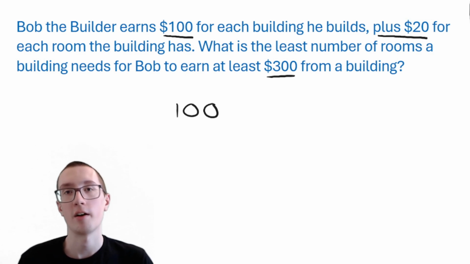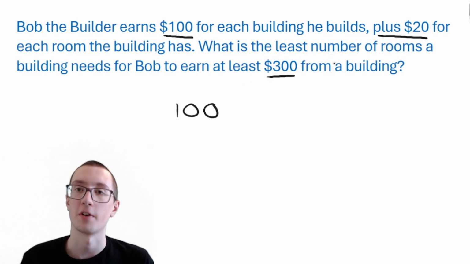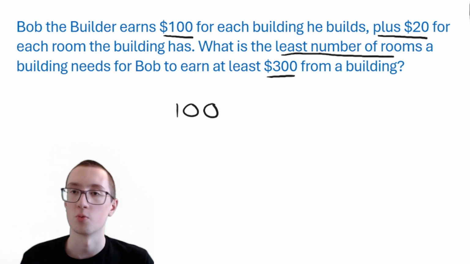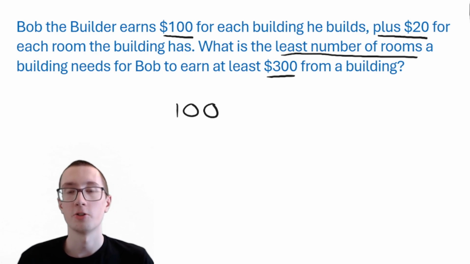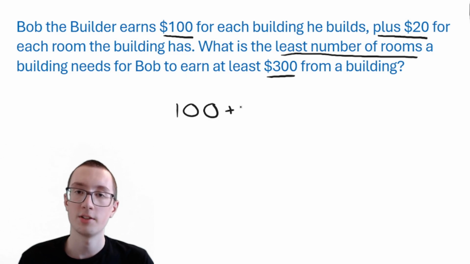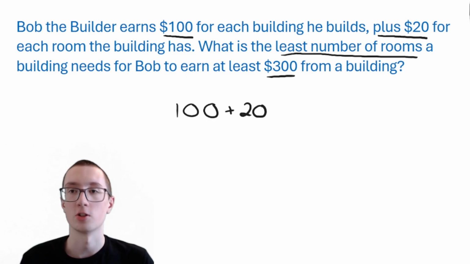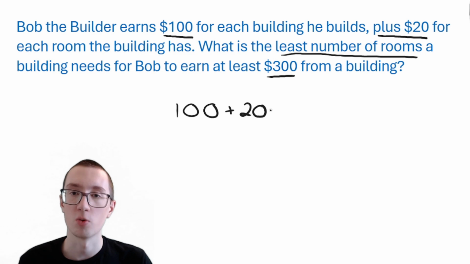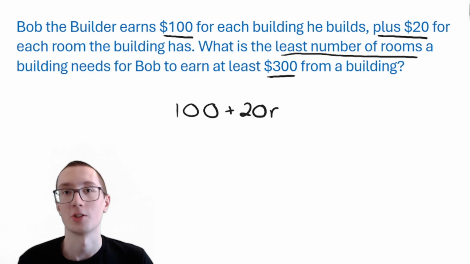Well, in this case, we don't have a specific building. We don't know how many rooms the building has. That's actually what we have to find out. The least number of rooms that the building needs. So that's going to be our unknown amount. So we're going to put plus 20 because he earns plus 20 for each room. So if he earns $20 for each room, then that means we need to multiply 20 by the amount of rooms. So you can use any letter for this. We'll just use the letter R for rooms because why not?